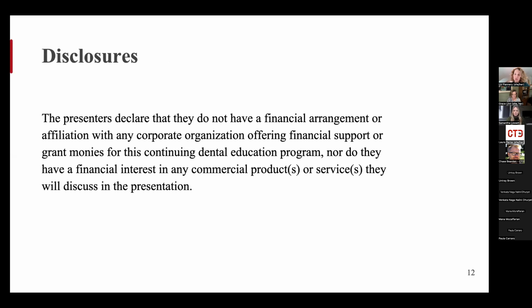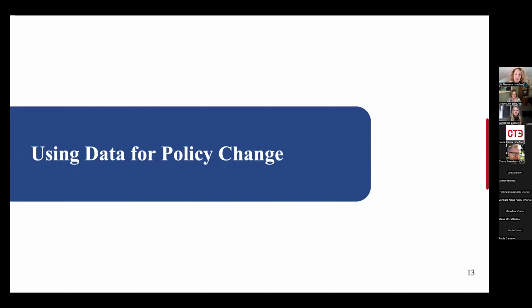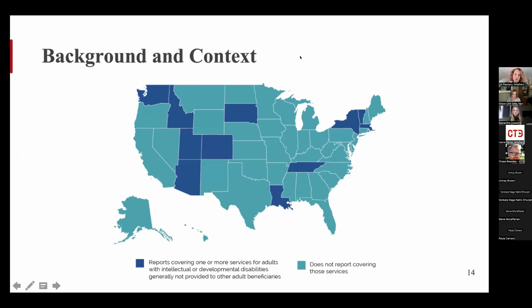This slide is our disclosure slide, and our presenters do not have any disclosures to share today. We can go to the next slide. So, using data for policy change. Without further ado, we will get into the main part of our presentation. The slide that we're looking at right now is a map of the United States, and there are 11 states here that are highlighted in a dark blue.